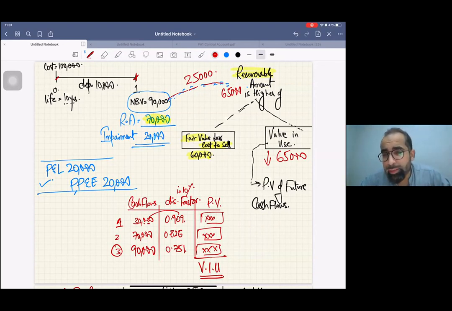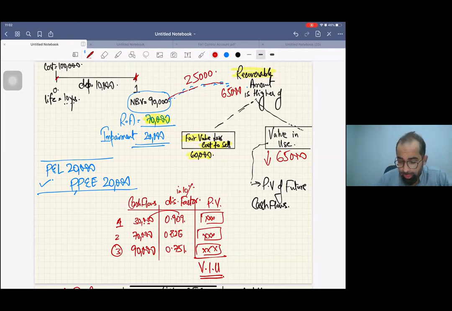So in simple terms, a decrease in value in use because of any reason is an impairment hint. You have just seen that by decreasing value in use, your recoverable amount will go down and automatically your impairment will go up. And what is value in use? It's basically the present value of future cash flows. So don't forget, if your value in use goes down, your recoverable amount also goes down, and this is one of the impairment hints.